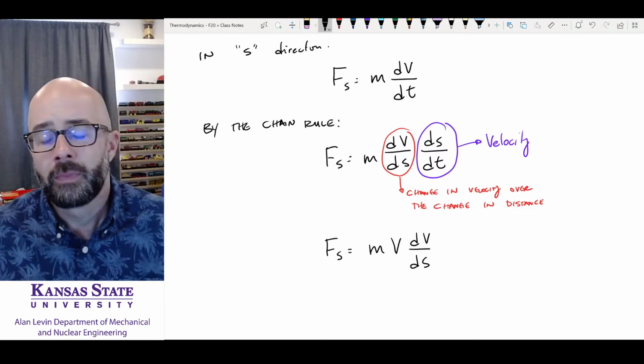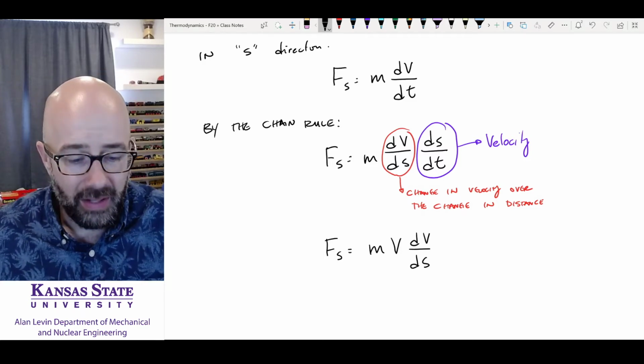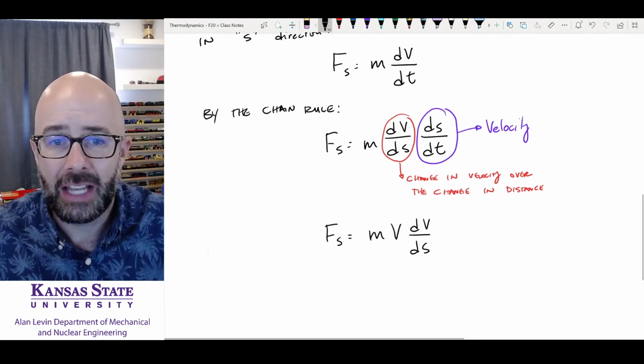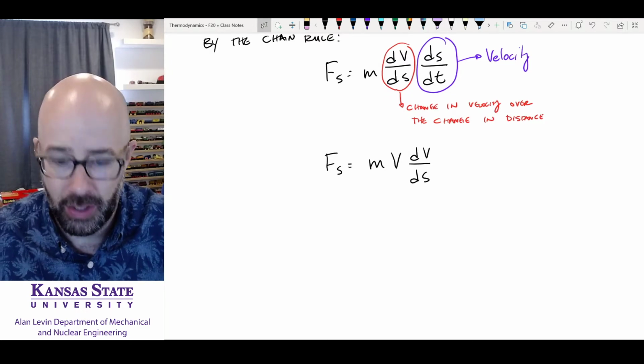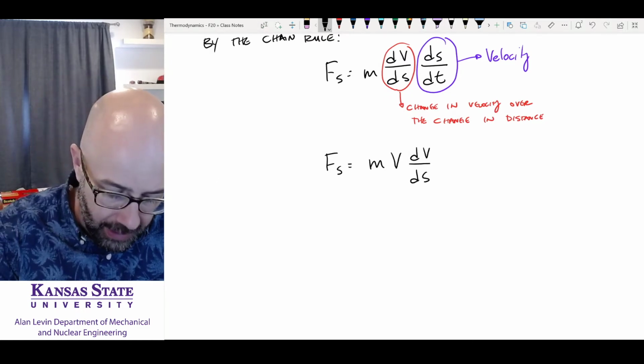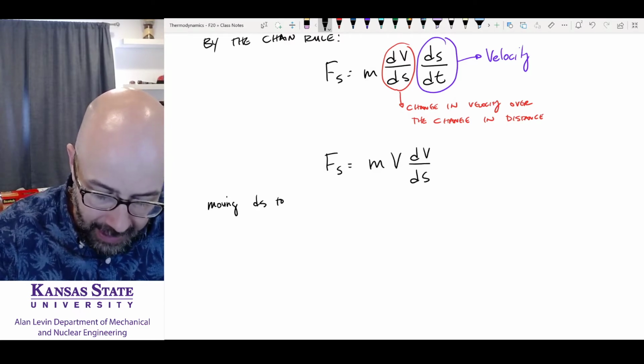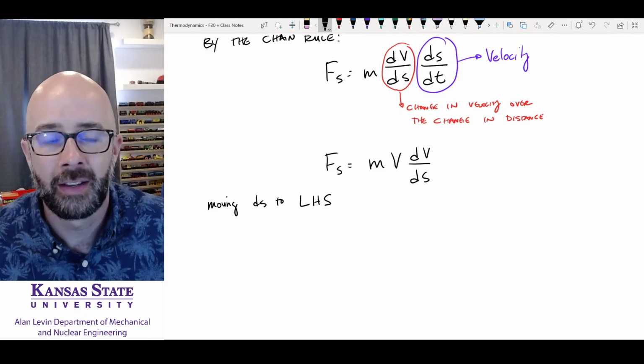Now, what I'm going to do is separate variables. I'm going to move ds to the left-hand side of the equation, LHS.